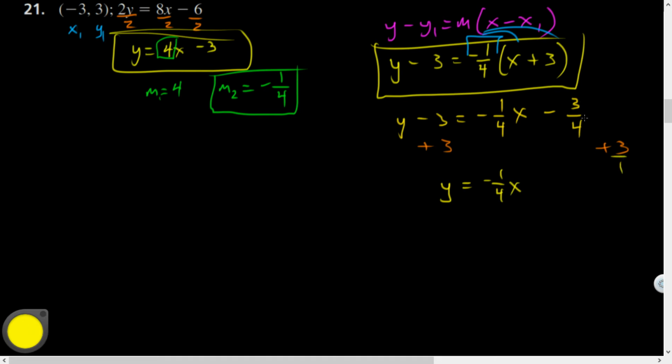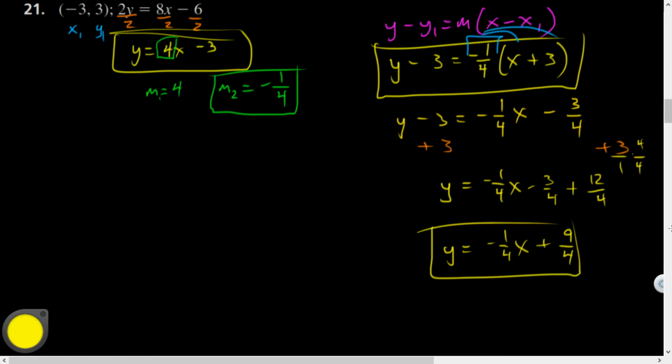So y equals -1/4 x plus 3 over 1. Let's see, multiply by 4 over 4. It's going to be -3/4 plus 12/4. How many fourths is that? I think you said it. Maybe not. -3/4 plus 12/4. Once I have a common denominator, it is 9/4. So point-slope form was way nicer in this case.